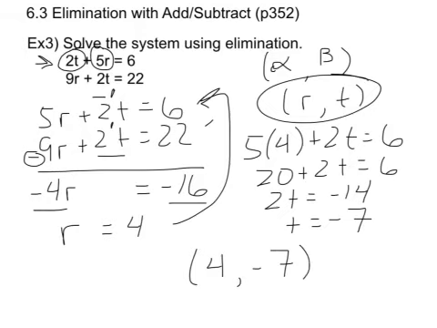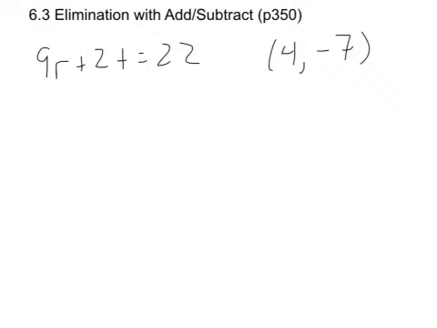So let's check that to see if it's going to work. Since we found the value of t by plugging into the first equation, I'm only going to carry over the second equation here. So let's go over to the next page and carry that with us. So I've got my 9r plus 2t equals 22. I've got my answer 4, negative 7. Let's check to see if that answer works.